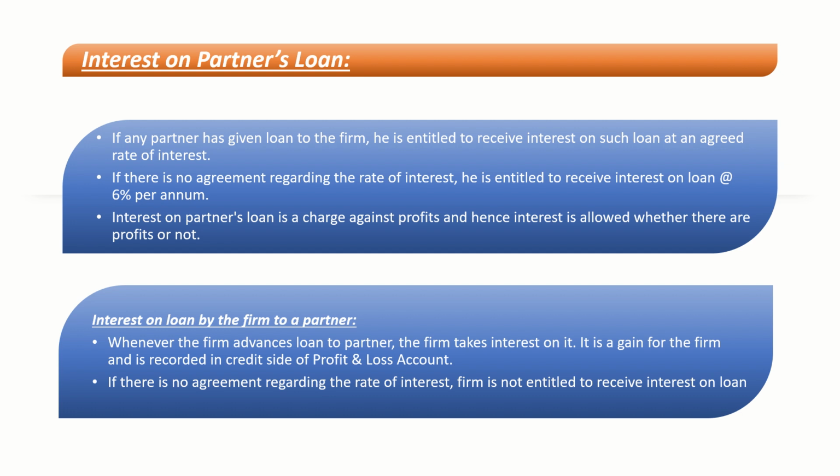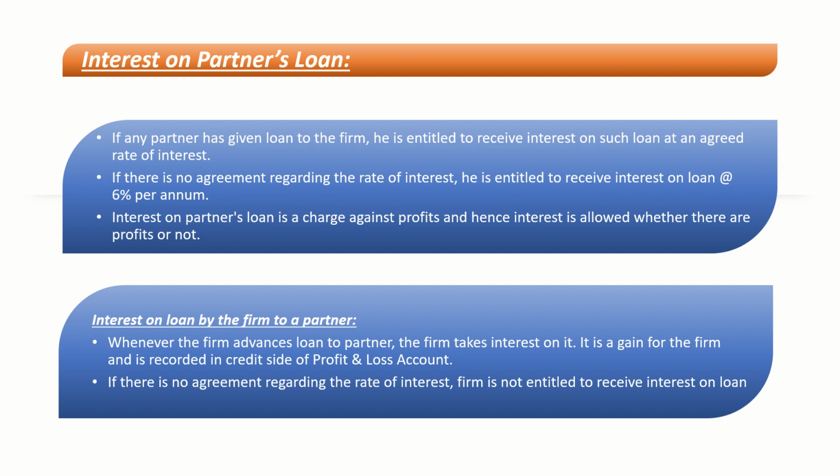Coming to another interesting topic, interest on partner's loan. Now, if any partner has given a loan to the firm, he is entitled to receive interest on such loan at an agreed rate of interest. As I told you previously, he is entitled to receive interest at the rate of 6% per annum if there is no agreement. And if there is agreement, then at that rate. Similarly, interest on partner's loan is a charge against profit, and hence it is allowed even if there are no profits.